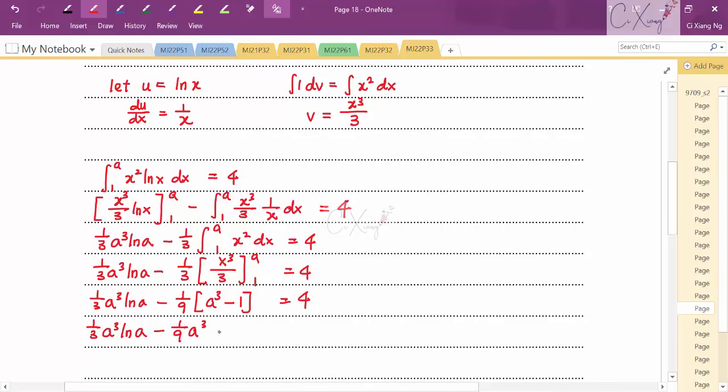So first of all, I multiply in the 1 over 9, and then it equals to 4. After that, I don't want to have the denominator here. Therefore, I multiply the whole equation with 9. So eventually, I'm having 3a power 3 ln a minus a power 3 plus 1 equals to 36. Okay, so continue.